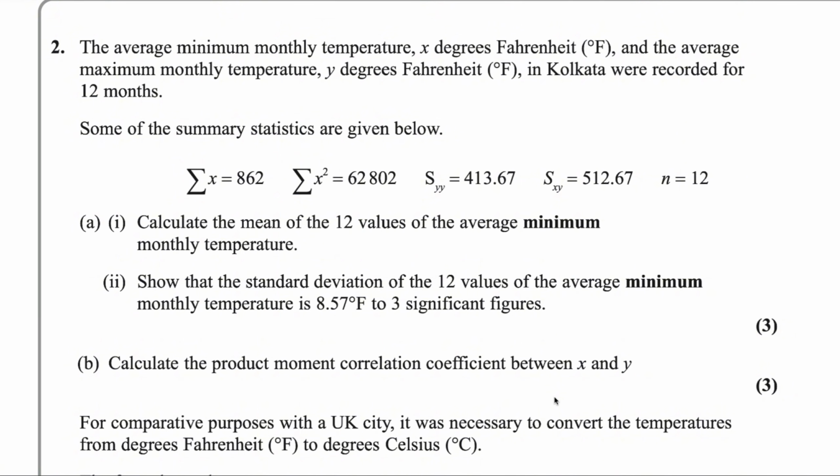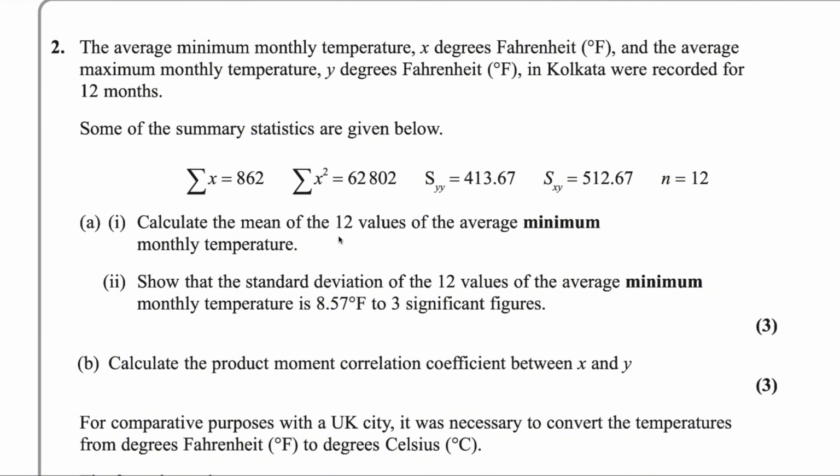The statement of the question is: the average minimum monthly temperature x degrees Fahrenheit and the average maximum monthly temperature y degrees Fahrenheit in Kolkata were recorded for 12 months. Some summary statistics are given as below. Sum of x equals 862, sum of x squared equals 62,802, Syy equals 413.67, Sxy equals 512.67, and n equals 12. Calculate the mean of the 12 values of average minimum monthly temperature.